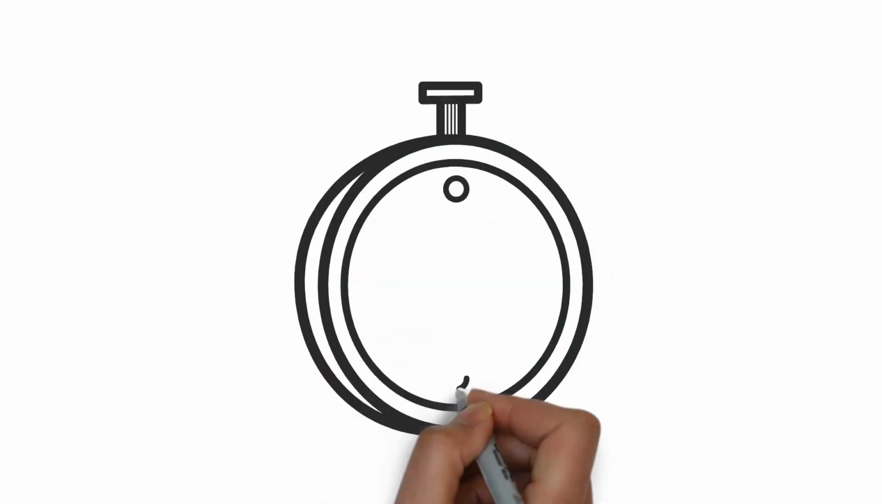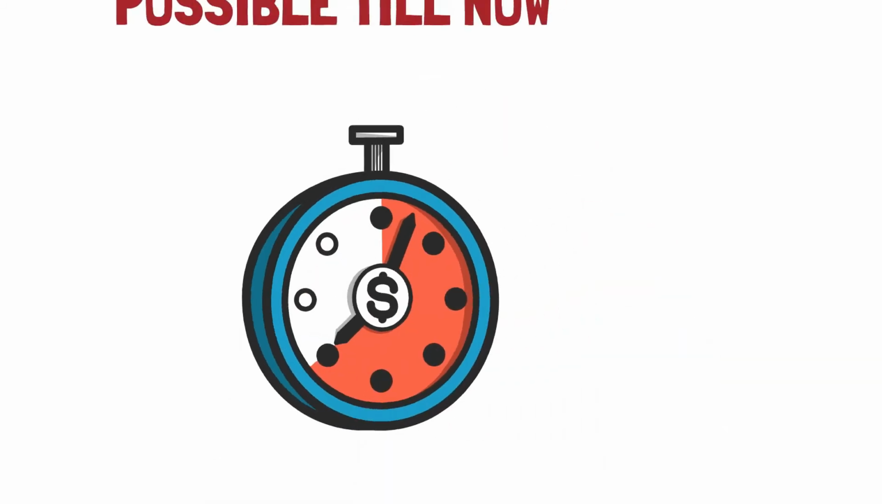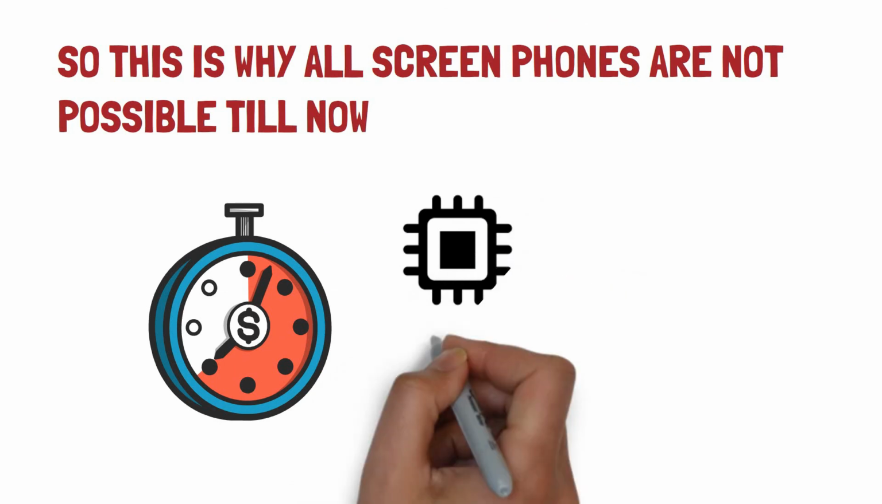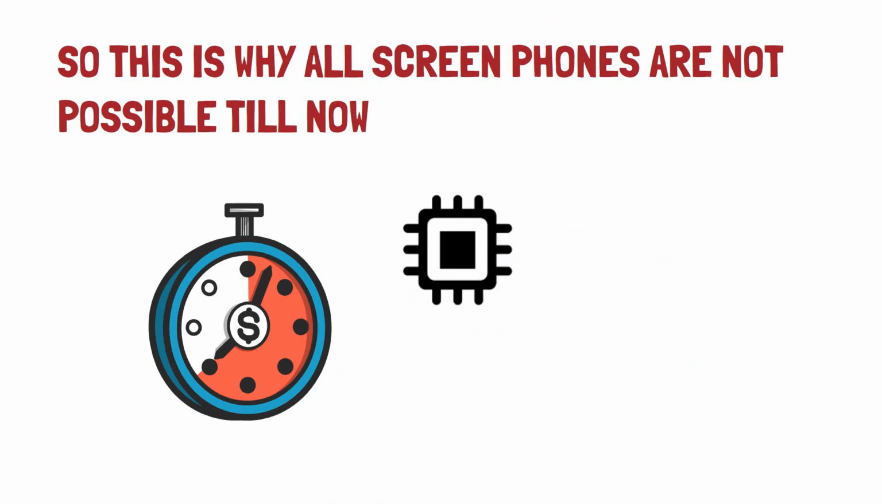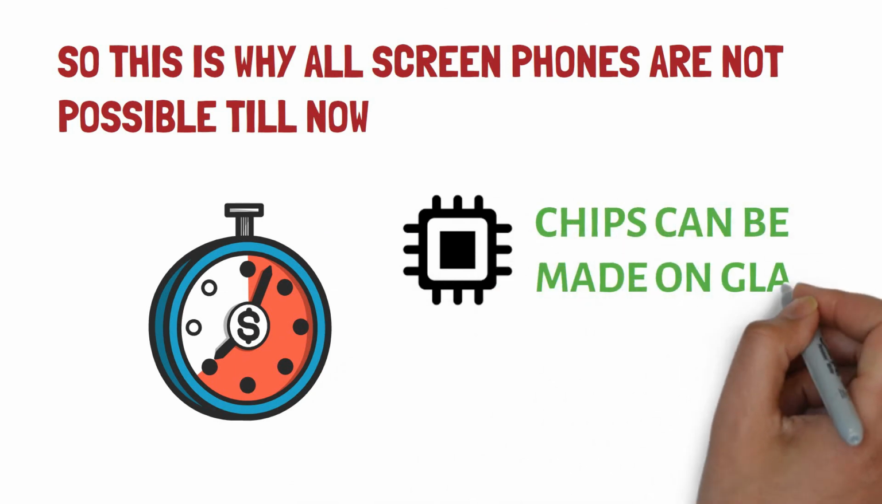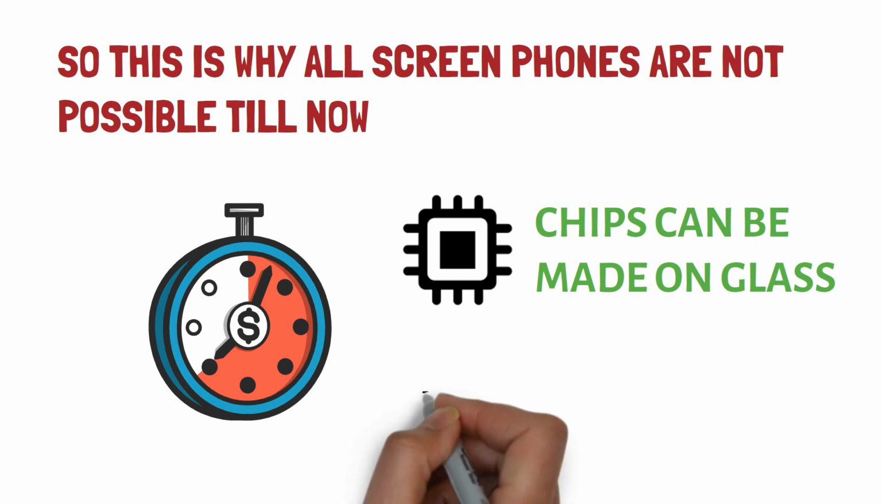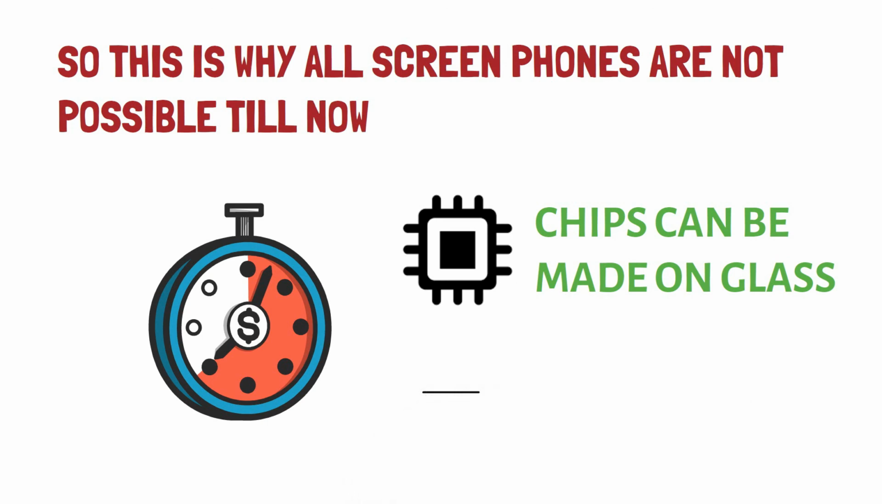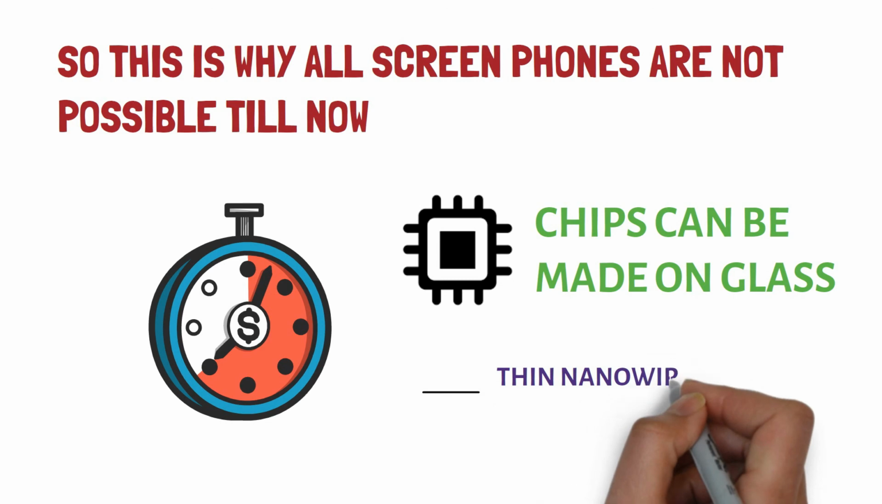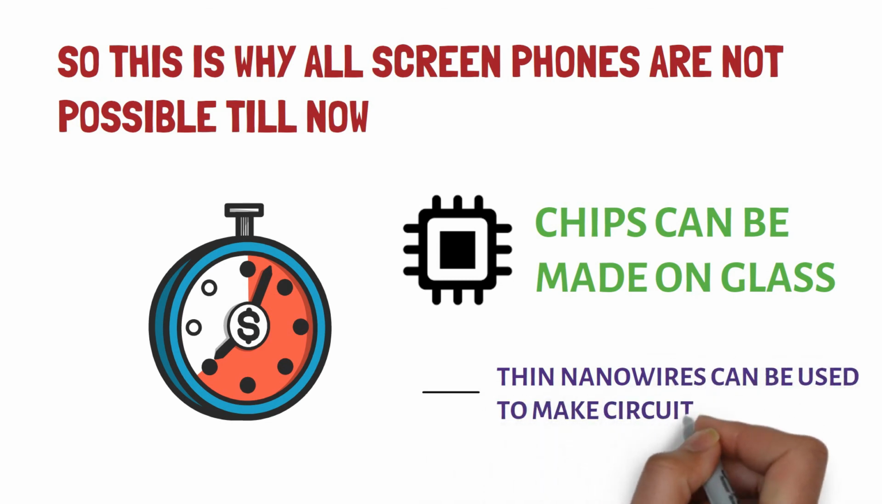But in future, when the technology evolves and when the chips can be made directly on glass, and can be made transparent, and thin nanowires or thin wires can be used to make the circuits, then only can we see an all-display phone sometime in the future.